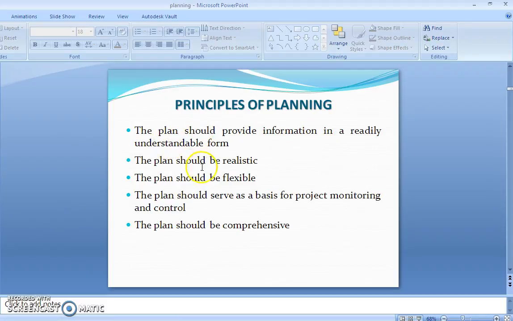Now, what are the principles of planning? There are some basic principles for planning. First of all, the plan should provide information which is to be conveyed in a readily understandable form. Then it should be realistic, that is, it should satisfy the realistic demands of the particular project. And it should be flexible, that is, if some constraints come up, it should be able to offer some flexibility. Then it should serve as a basis for project monitoring and control, and it should be a comprehensive plan.